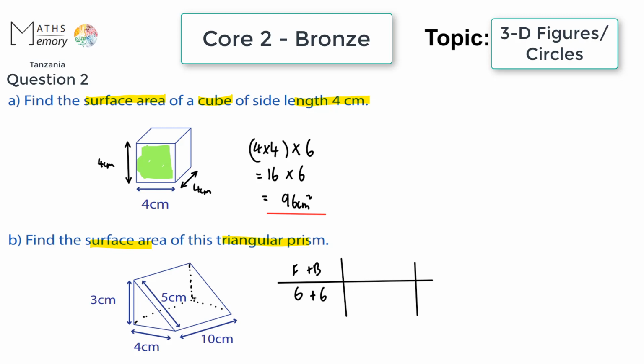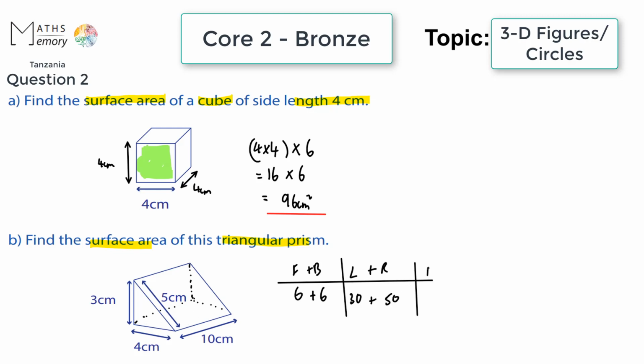Okay, height is 3, and that's 10 over here, which is going to be, let's call it left and right. Left is going to be 30 centimeters squared, and the right is a sloping bit over here, which is 5 times 10, which is 50. All right, the last bit is the base, the bottom bit over here.